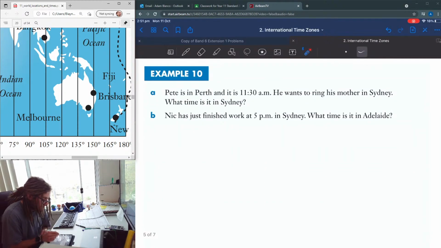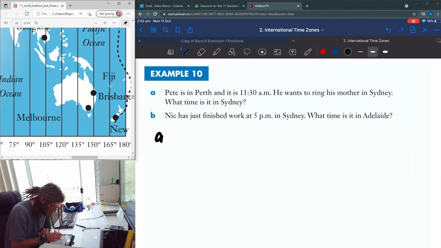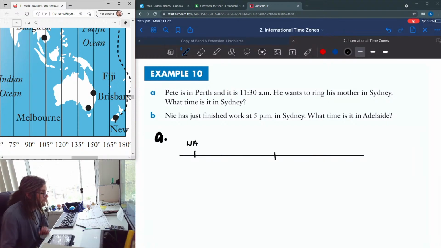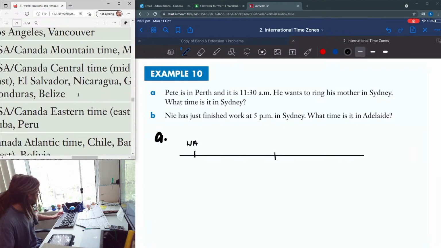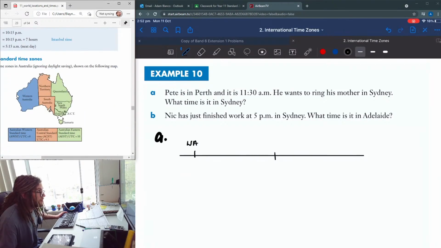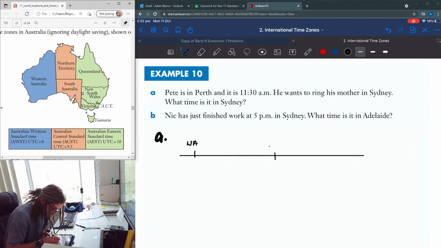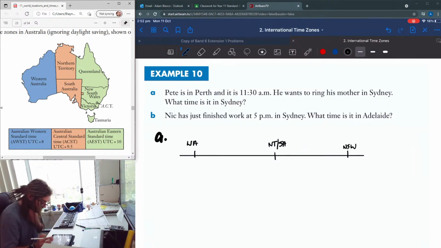Anyway, okay, this person's in Perth, and it's 11:30 a.m. He wants to ring his mother in Sydney. He wants to know what time that's going to be. So what I do is, again, draw a timeline. Have that tool selected. So draw a timeline. There's my timeline. I'll put our 3 states on it. So Perth or WA. In the middle is South Australia, or let's call that Northern Territory, South Australia, and this one New South Wales.